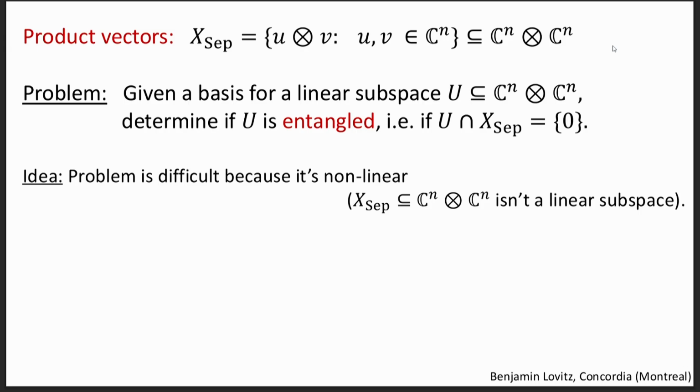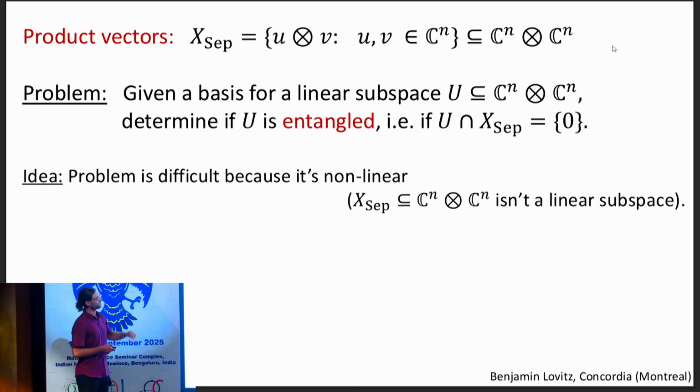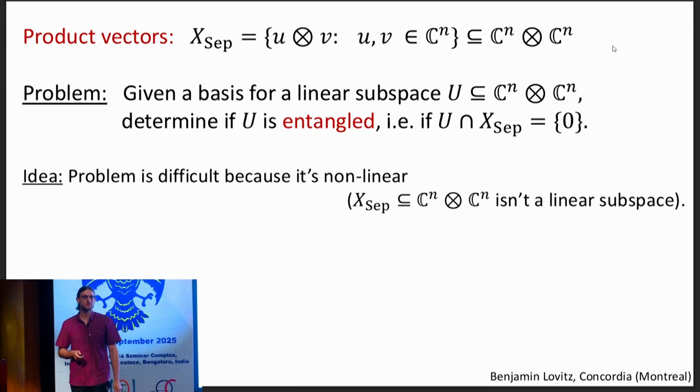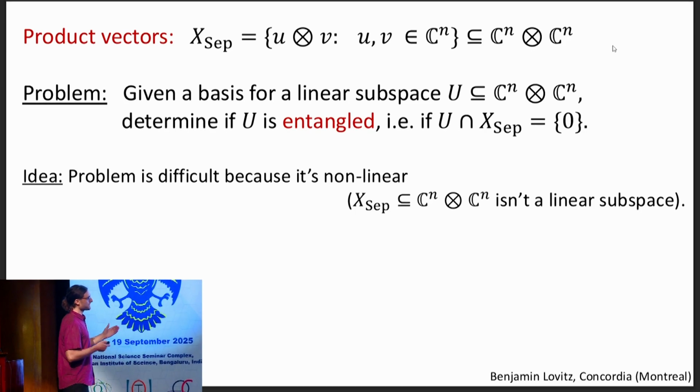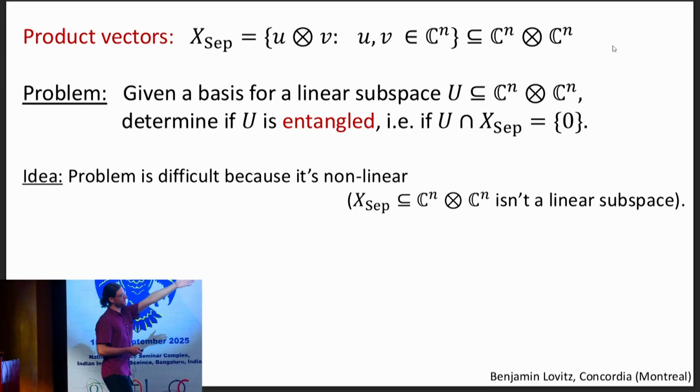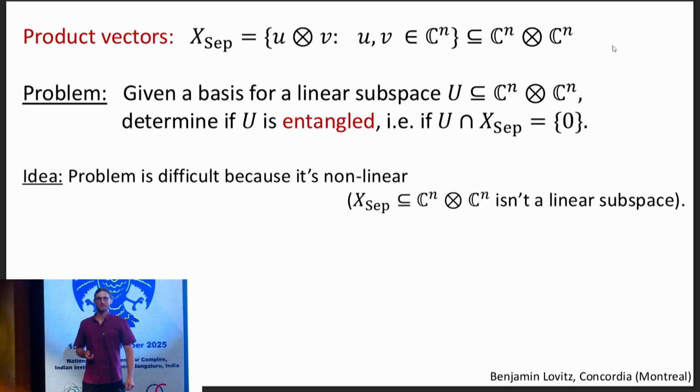So how do you start thinking about coming up with an algorithm for this problem? Why is this difficult? Why is it NP hard? Well, one reason is that this set of product vectors is not so well behaved. It's not a linear space. If it was a linear space, then you would just be intersecting two linear spaces, and you can do that in polynomial time.